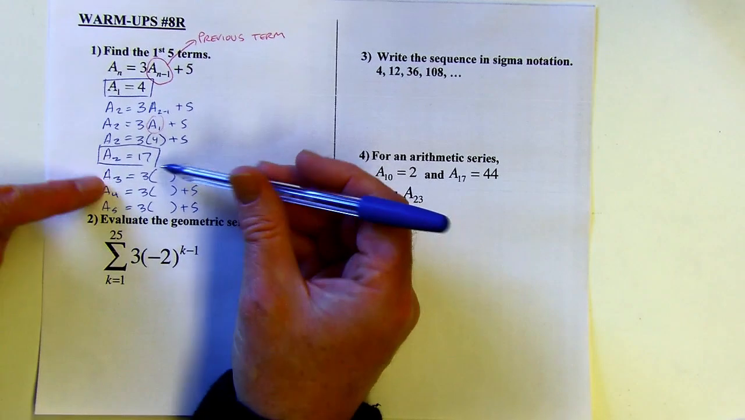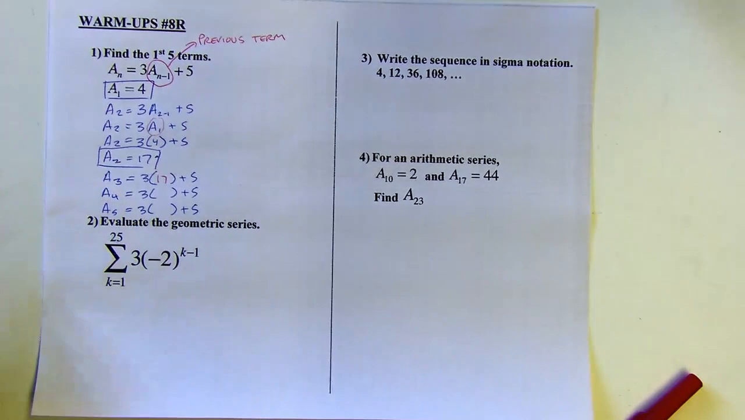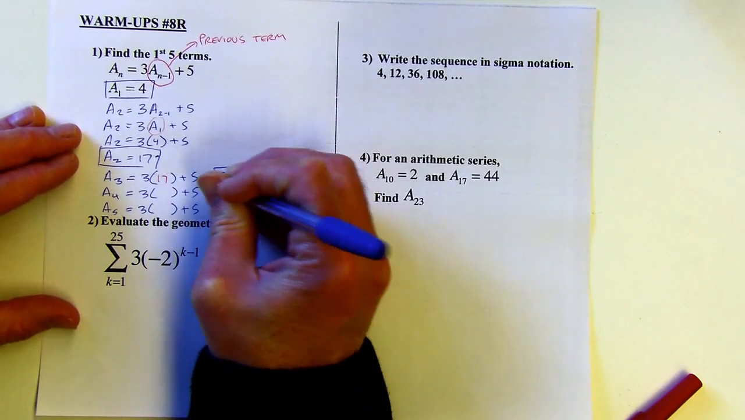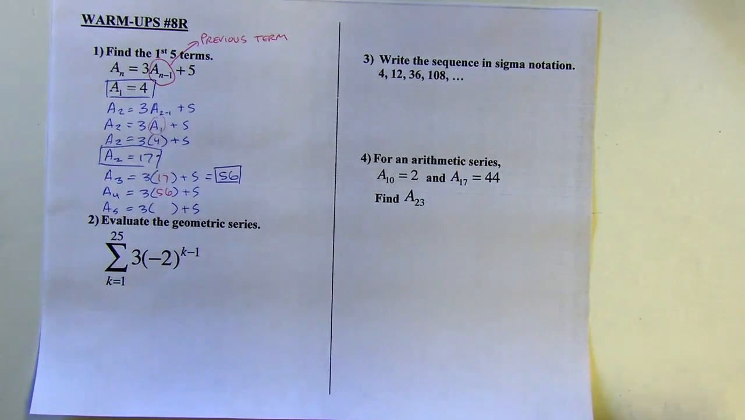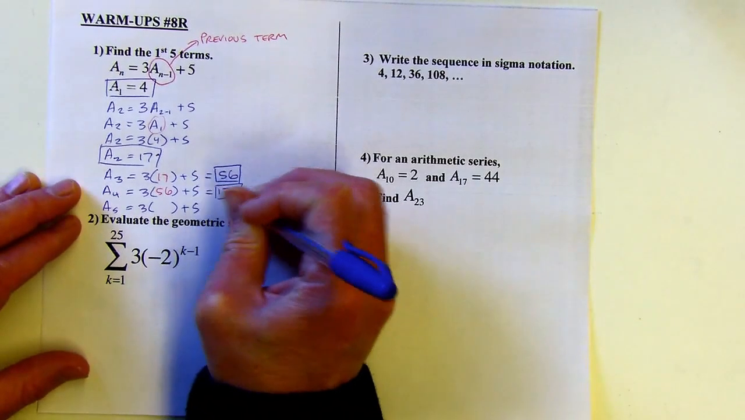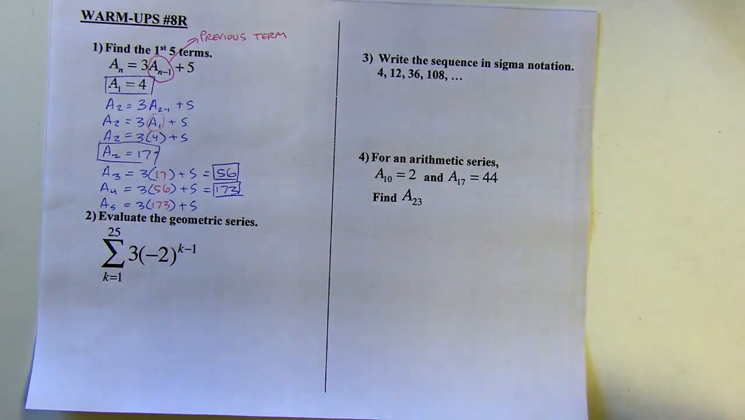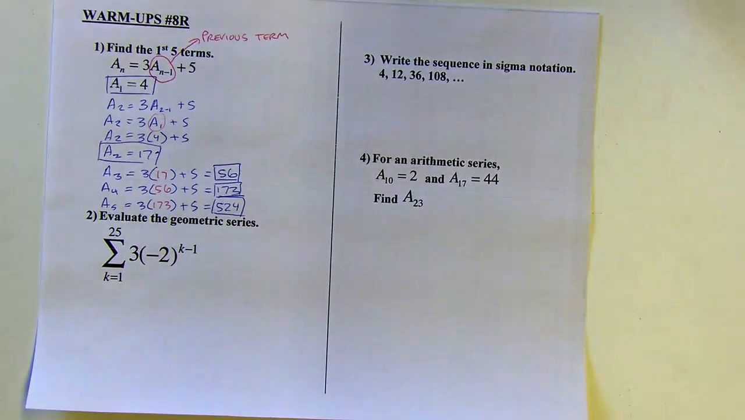Okay, and it's kind of a chain reaction, so I need to plug in my previous term, which is 17 here. Okay, and then I've got 3 times 17 plus 5 is going to come out to 56. Okay, and now that I have the third term, I plug that in this position. 3 times 56 plus 5 is going to be 173. Then the 173 goes here. That's now my previous term. So 3 times 173, adding 5 to that puts me at 524. Okay. All right.